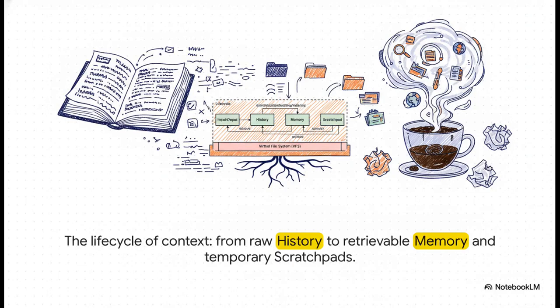This system also creates a super clear lifecycle for information. Raw interactions get written to an unchangeable history log. Nothing can ever alter it. Then, that history gets processed into a structured, retrievable memory. And for just quick, in-the-moment thinking, the agent uses a temporary scratchpad. It's this clean, persistent flow where nothing ever gets lost.